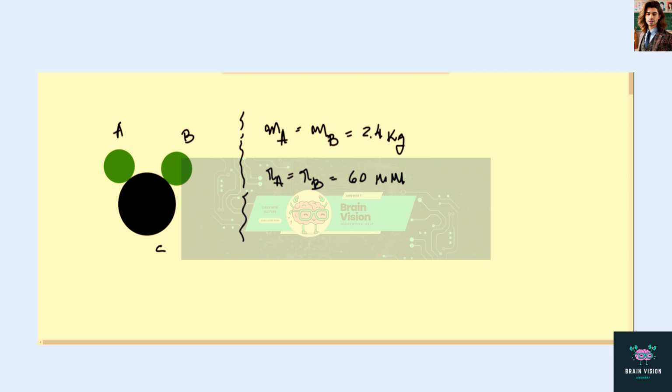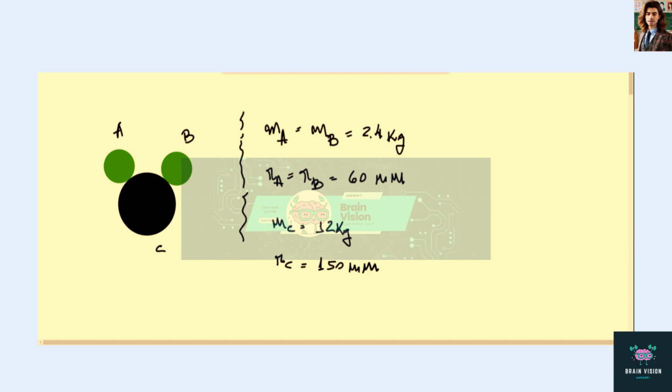What else do we know? We know that the mass of gear C is 12 kilograms, and we also know that the radius of gyration of the gear C is 150 millimeters. Okay, so that's basically the information about the system that we have.